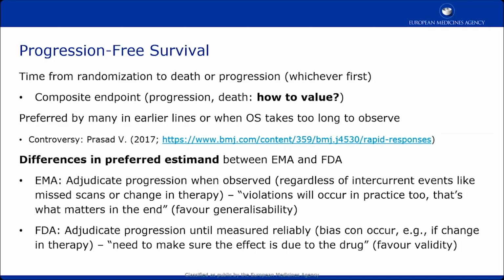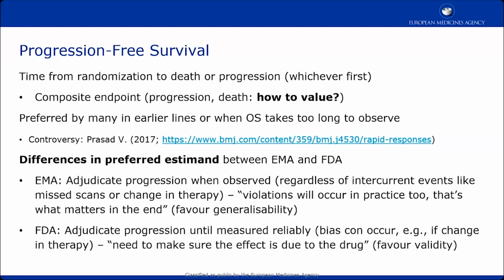I could try to simplify it for you, and in a nutshell, I would say that EMA's approach favors generalizability. In other words, we say, well, the progressions should be adjudicated whenever there is documented progression, regardless of what happened before, violation, switch of treatment, missed scans, whatever. In the end, it is what will have a clinical impact. So when the progression is actually documented, of course, trying to avoid all sorts of violations if possible. But once they do occur, the best way is just to look at what happens in real life, in clinical practice.